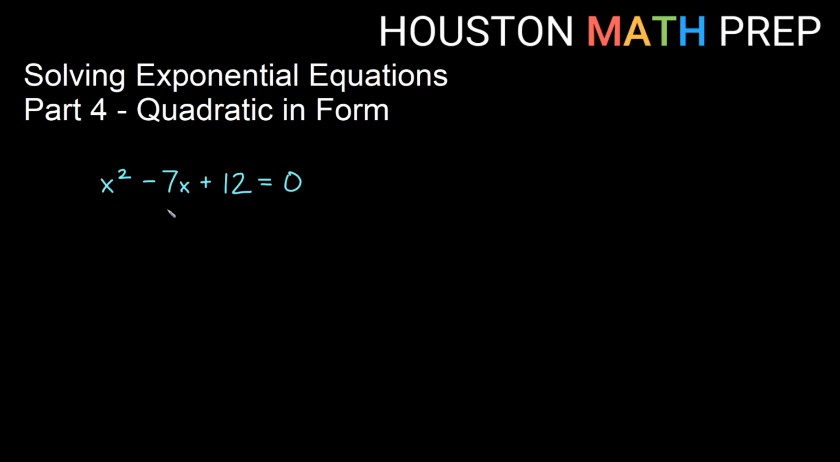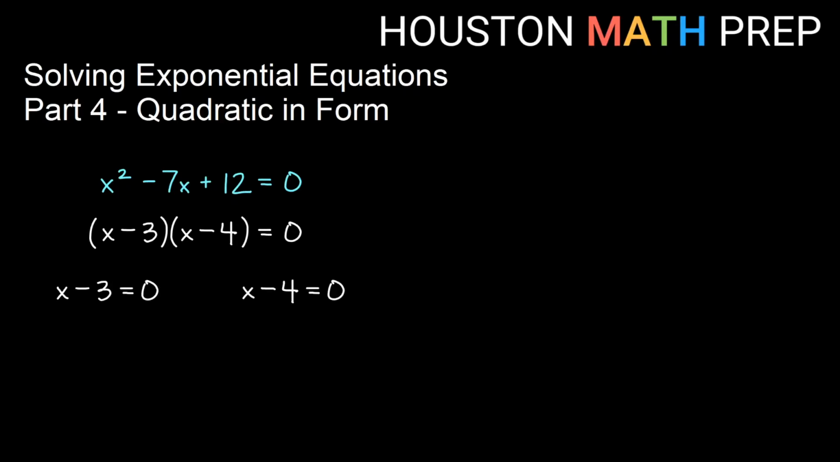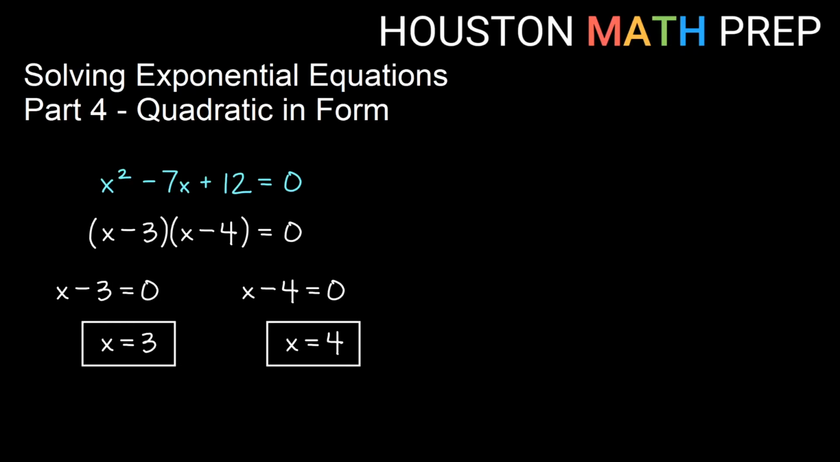What we would do here to factor these, we would look at something that multiplies to give us 12 and adds to get -7, and we would find those numbers are -3 and -4. We would put those in the factors, and then once we have factors multiplying to get 0, we would take each factor and set it equal to 0 and solve those equations. One of them is going to give us, when we add 3 to both sides, that x is 3, and when we add 4 to both sides in the other one, we'll get that x is equal to 4.